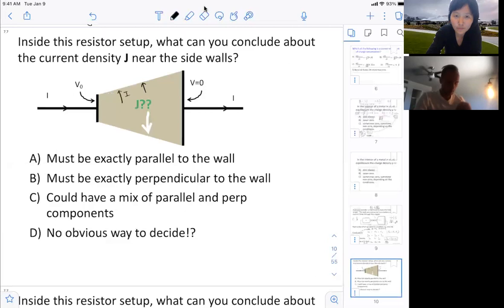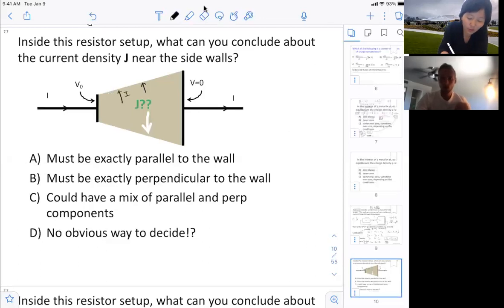The way I looked at it was J is equal to sigma E. We know that this conductor has a current running through it. And if a current is running through it, we know that there's going to be an E field running through this resistor, right? And we know that when an E field runs through a resistor, it travels in the direction from high potential to low potential, which means that E would be pointing to the right, which means J would also be pointing to the right, which is perpendicular to the wall.